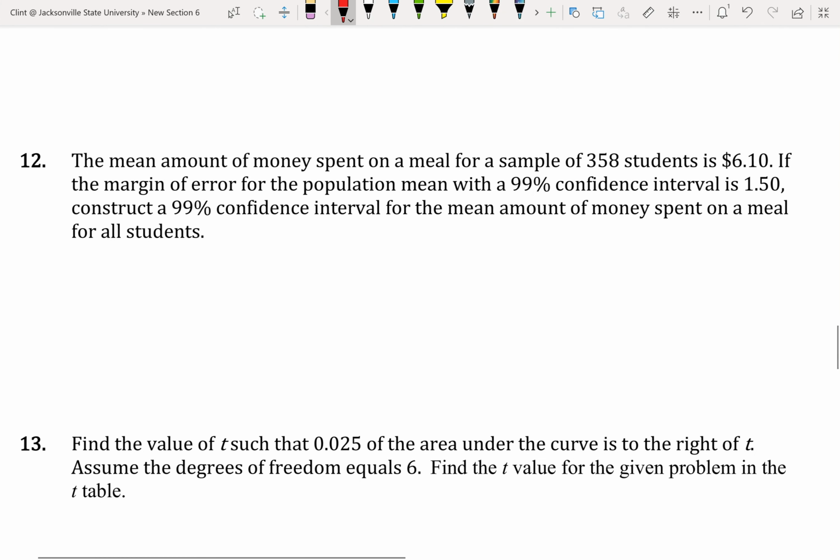Number 12 says the mean amount of money spent on a meal for a sample of 358 students is $6.10. This is the mean of our sample, and 358 is our sample size. If the margin of error for a population mean with 99% confidence interval is $1.50, okay, and this is important, this is our margin of error. It gives it to us on this one. Construct the 99% confidence interval. So we already know x bar, and we are already given E, our margin of error.